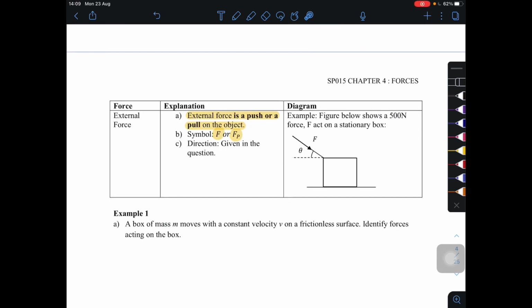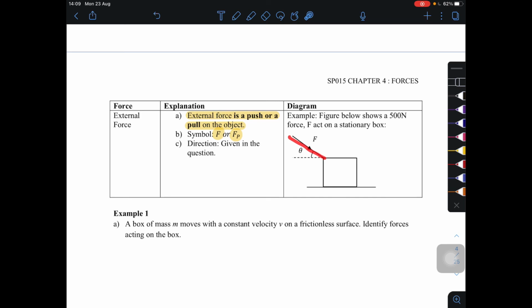Okay, last one we have external force. So external force can either be a push or a pull on the object, where the symbol is F or Fp. So the direction here will be given in the question. So if you look here at the example, okay, we have an object and then it's already given here the direction of the force. So kalau tengok dekat sini, okay, ni adalah external force lah. So remember, kalau dia adalah F saja, maksudnya dia adalah external force.